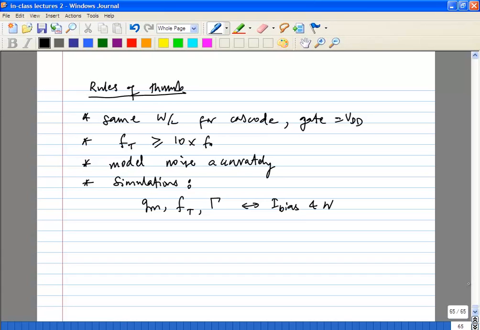Instead of starting off with the W opt, another way to do it is to start off with a given current density, and then move from there. That is another way to do it.